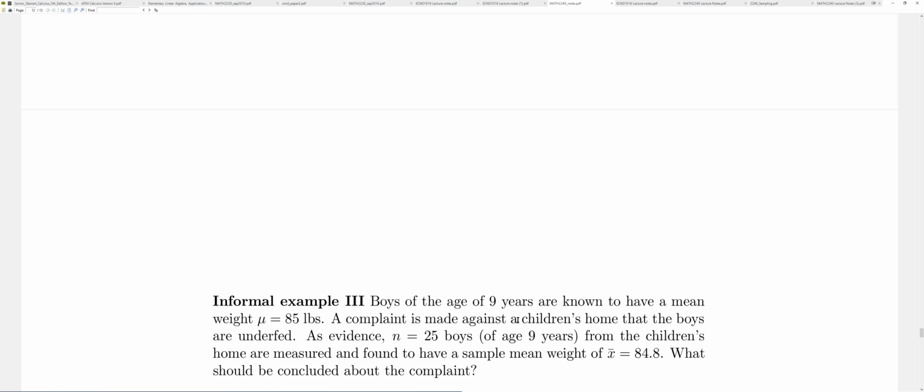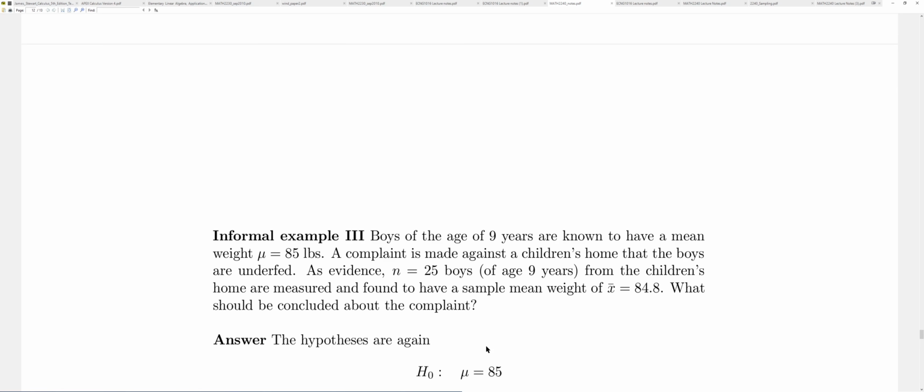Okay, so let's look at a third example of this. It's the same setup, only this time when we measure the 25 boys, the average weight that we get is 84.8. So again, what you're doing is you're saying that the standard weight of boys of 9 years is 85 pounds, and you're checking to see if the boys in the children home, if their weight is in fact less than 85. So you're checking to see if they're underfed.